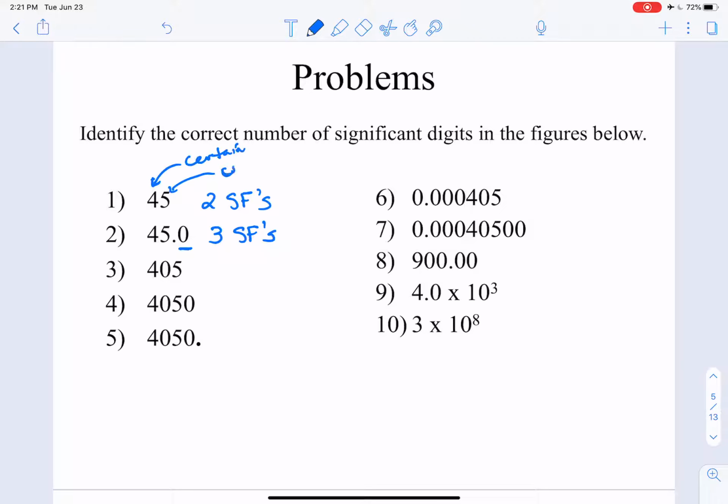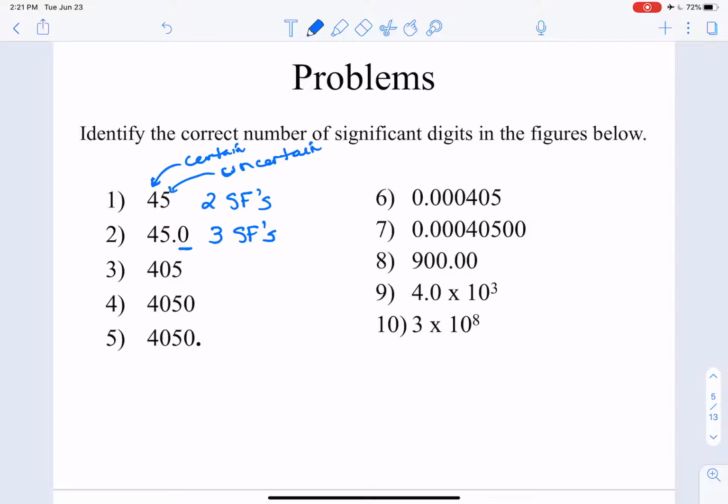And the 5 is uncertain. So in number 1, we're not sure if we've got 44, 45, or 46 milligrams, but we are sure that we have 40-something, and we don't have 30-something or 50-something. So the tens column is for sure, and the ones column is not for sure.